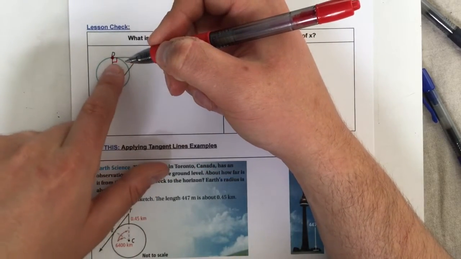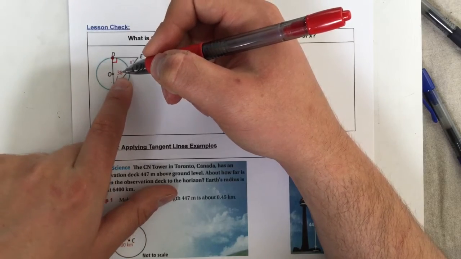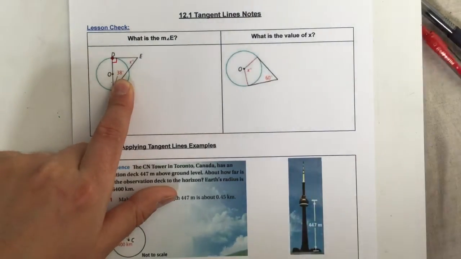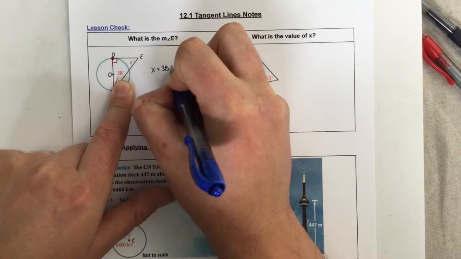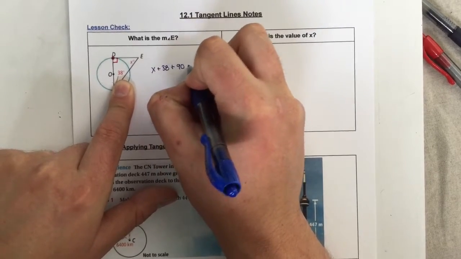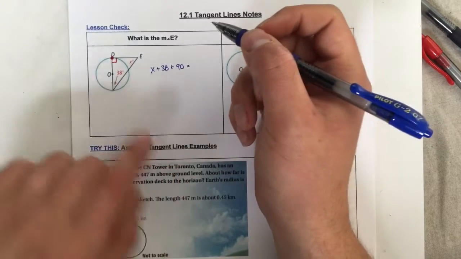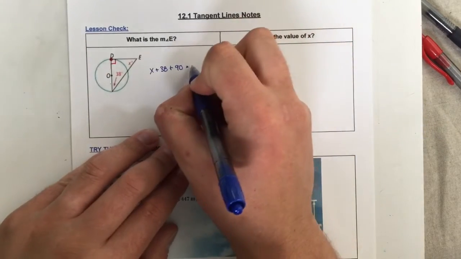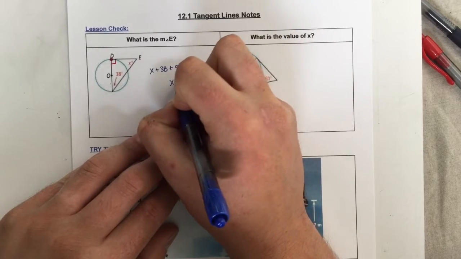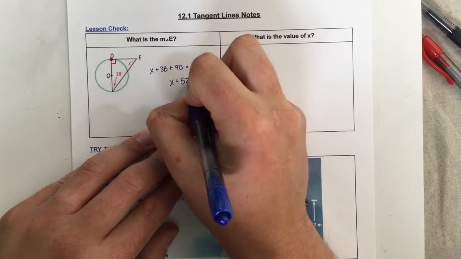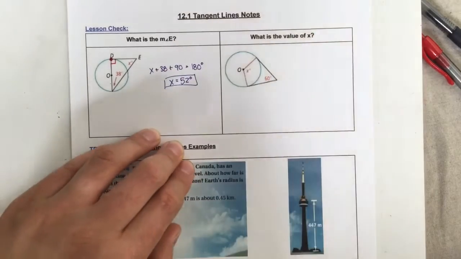So if that's the case, this is going to be 90 degrees and 38 degrees, so I can solve this as x plus 38 plus 90. It's not going to equal 360 like our first example. This is a triangle, so it should equal 180 degrees. So that means x should equal 52 degrees.